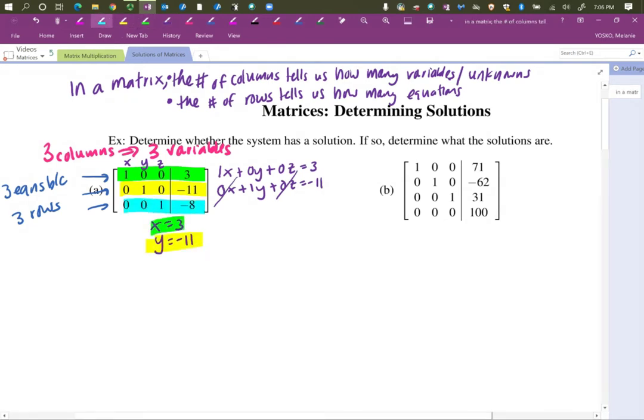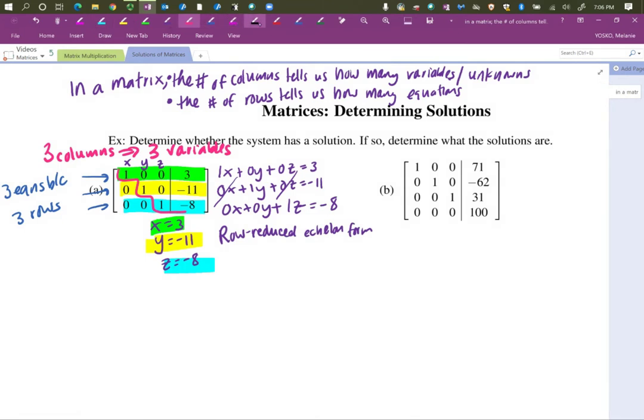Let's look at the third row. 0x plus 0y plus 1z equals negative 8. So we see z equals negative 8. Okay, so that's if I just read it off. But we have done a good job in this matrix, whoever gave this to us. This is in what we call row-reduced echelon form. We see our ones make that stair step we like to look at. And we have unit columns. Remember, a unit column has a 1, and everything else in there is 0. So this is a unit column, and so is this, and so is this.